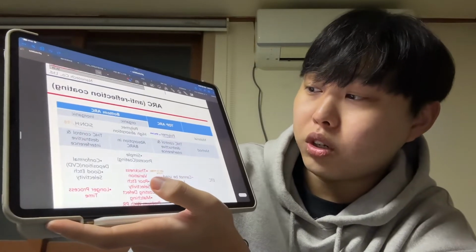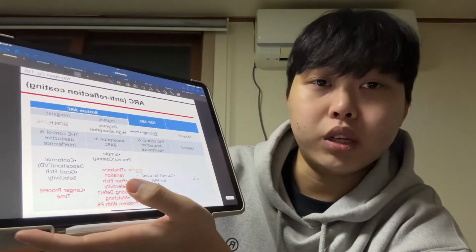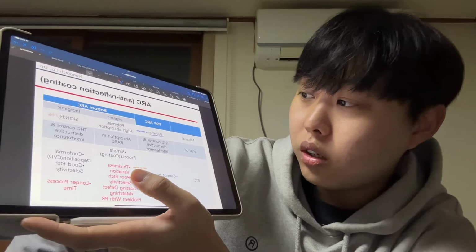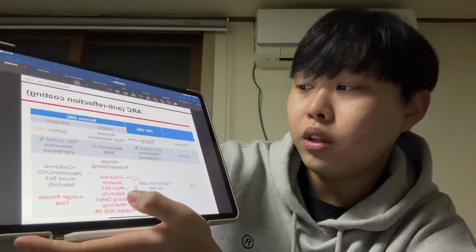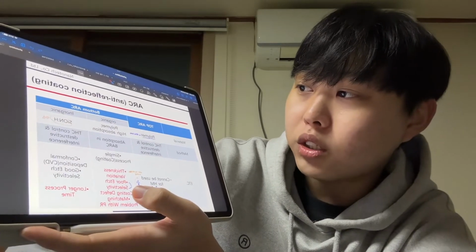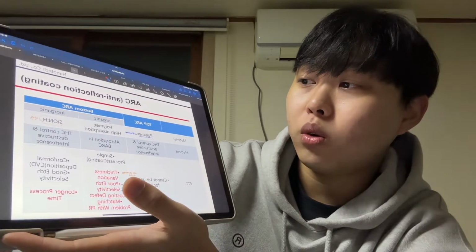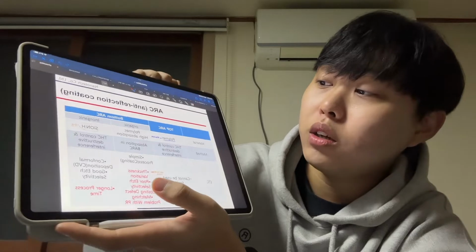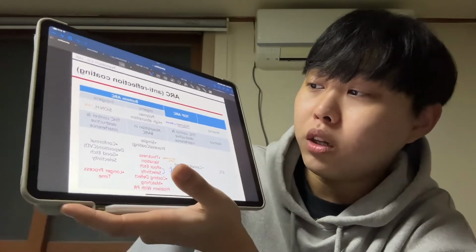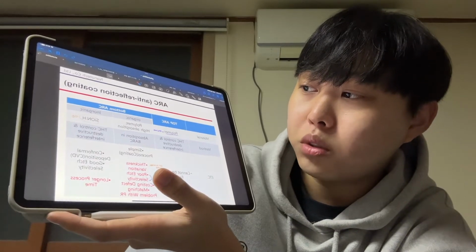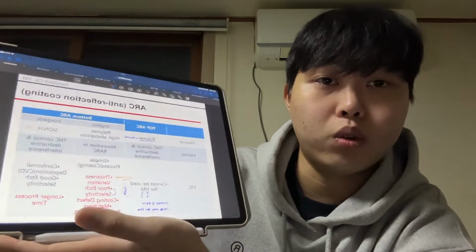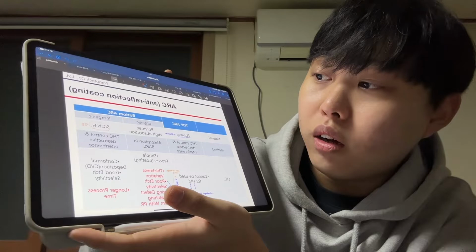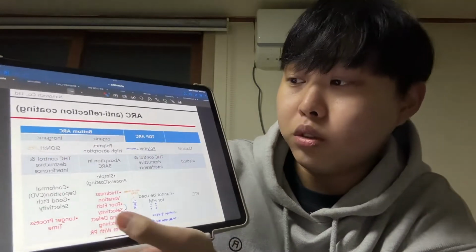Now we're going to compare the top ARC and bottom ARC. For the top ARC, we use polymer. It is just like a soft liquid. For the bottom ARC, there are two methods: organic bottom ARC and inorganic bottom ARC. For the organic, we use polymer for high absorption. And for the inorganic way, we use SiON, which is a very hard material.